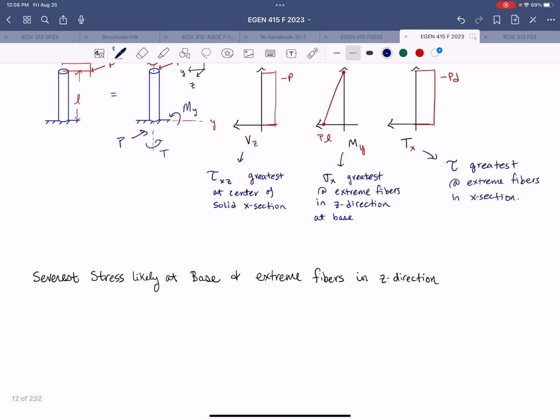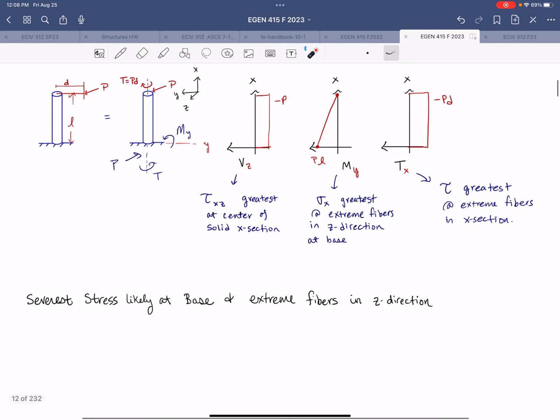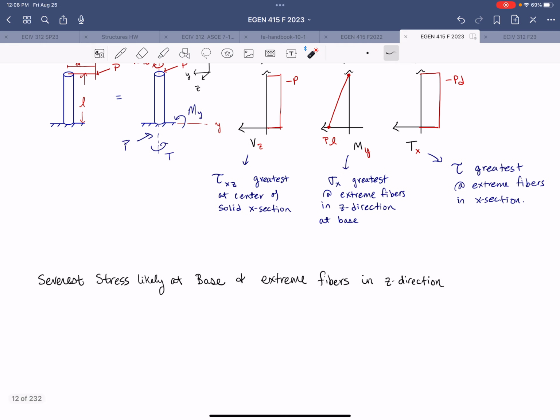So we can conclude from this qualitative assessment that the most severe stress is likely going to be at the base. That's where we have maximum My, and since the other two are constant, it'll definitely be at the base. And we can conclude that it should be in the extreme fibers in the z direction. Does that make sense to everybody?